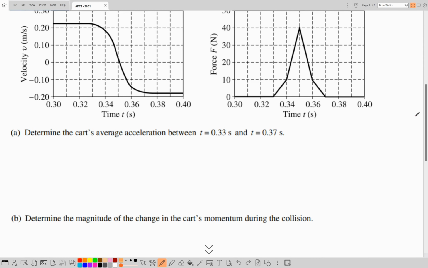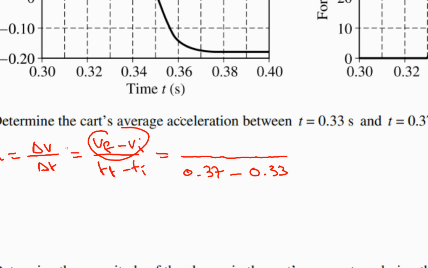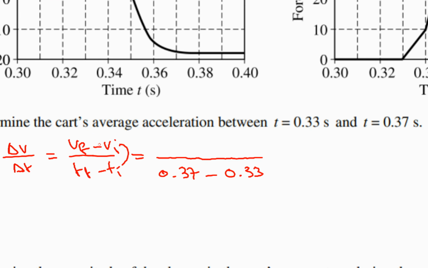Now in part A, they're asking us to determine the cart's average acceleration between instant t1 and instant t2. We know that the average acceleration is given by delta v over delta t, and that would be v final minus v initial over t final minus t initial. Now the final instant is given by 0.37 and the initial instant is given by 0.33. V initial refers to t initial and v final refers to t final.